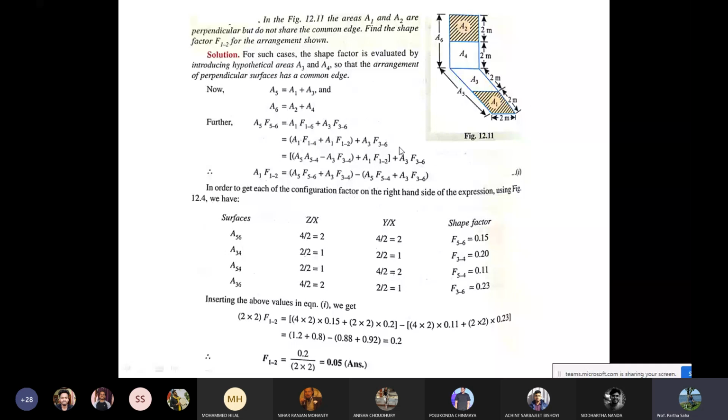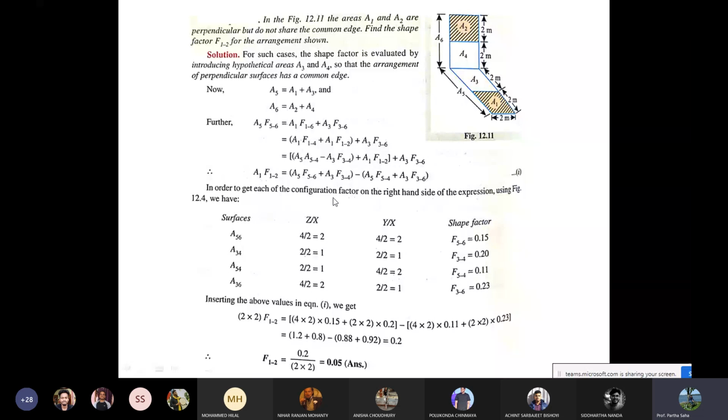So you can write A1 F14 as A5 F54 minus A3 F34. That is the amount of energy radiating from A1 to A4, actually the whole area minus this area. So A5 F54 minus A3 F34. So actually A1 F12, which we need to calculate, will be obtained by rearranging these terms.